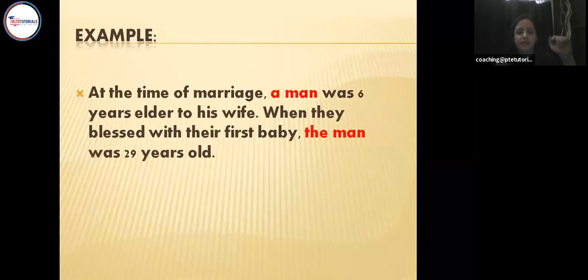Simple one example here. At the time of marriage, a man was 6 years older than his wife. When they were blessed with their first baby, the man, only that man in the previous line whom I was talking about, was 29 years old.